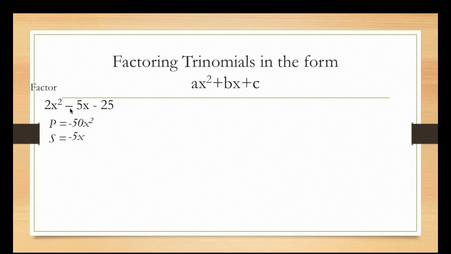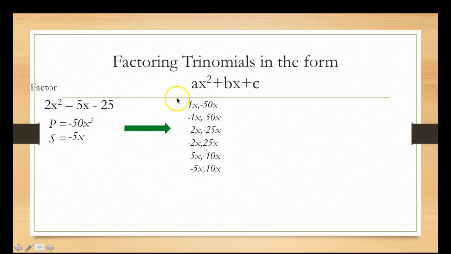And then we want to write down all the possible factors for negative 50x squared. And then we ask ourselves, which one of these can I add together? So I know when I multiply them together, I get the product. But which one of these numbers can I add together and get the sum? And it appears to be this one. So I'm now going to substitute this sum in for negative 5x. And since I have 4 terms, I want to now factor by grouping.